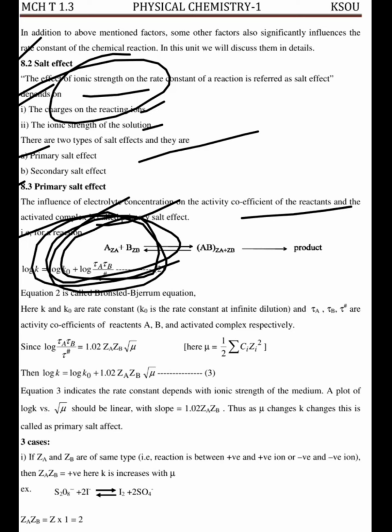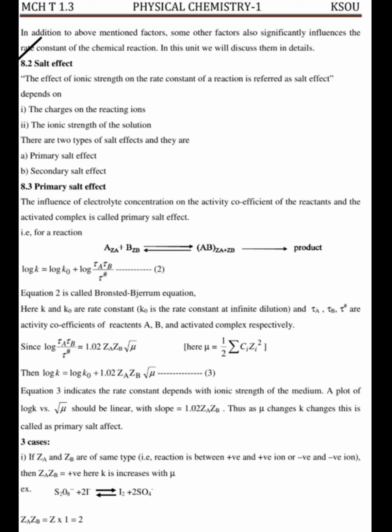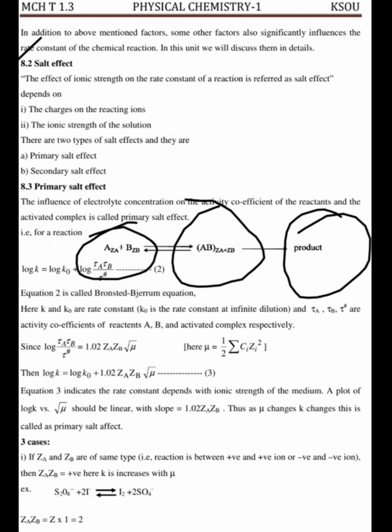The influence of electrolyte concentration means whatever the concentration of the reactant, on the activity coefficient of the reactant and the activated complex, which I have discussed previously. What does this mean? The activated complex is nothing but the intermediate formed between the reactant and the product. This is the reactant, this will be the intermediate and this will be the product formed. So this is also known as the activated complex.